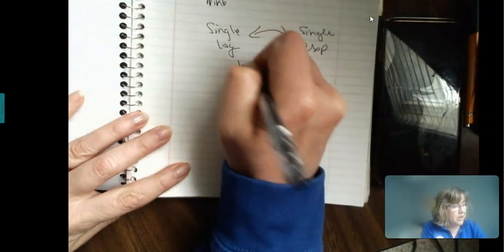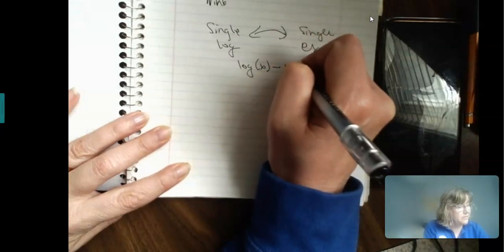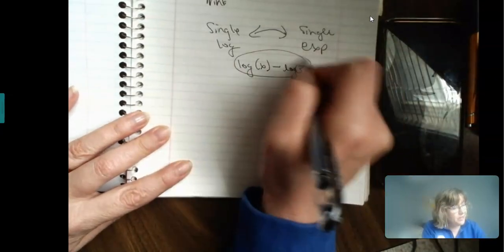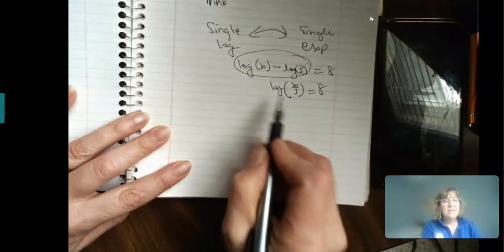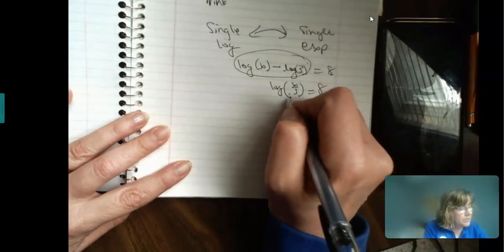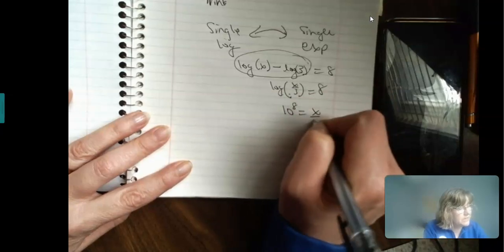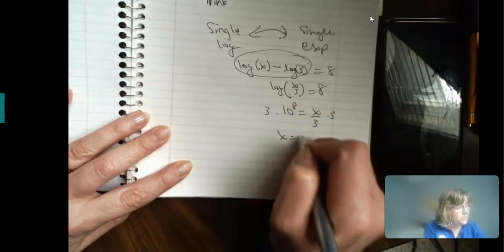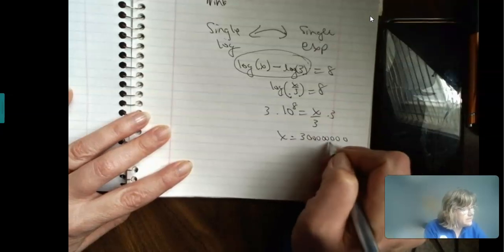So if you have, like, log of x minus log of 3 equals 8, you have to realize that when you're subtracting, you write the word log once, and it's really division. This is a single log. You can go to single exponential at this point. So what's my base? Base is 10. Exponent is 8, equals x to the 3. Then multiply, and it becomes linear at that point. So x equals 3 with 8 zeros: 1, 2, 3, 4, 5, 6, 7, 8. Yes, a huge number there.